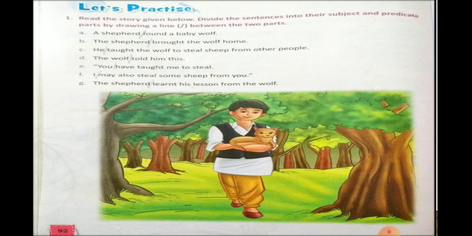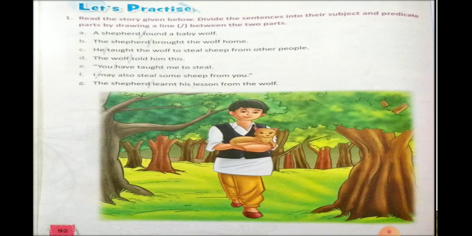Let's move to number D. The wolf told him this. So who told him this? The wolf. So the wolf is the subject. After wolf you will draw a slanted line and told him this will become your predicate. Let's move to number E. You have taught me to steal. So who has taught him to steal? You. So you is your subject. After you, draw a slanted line. Have taught me to steal is the predicate.